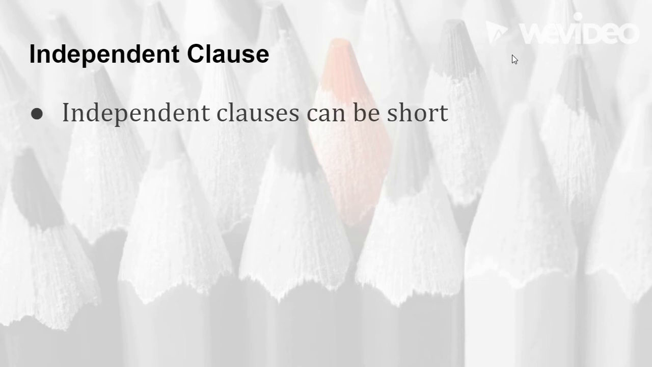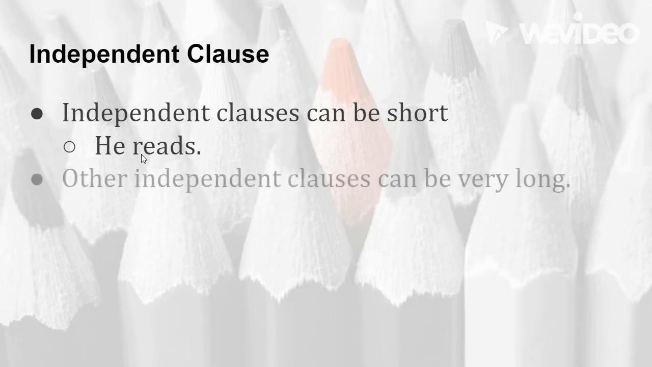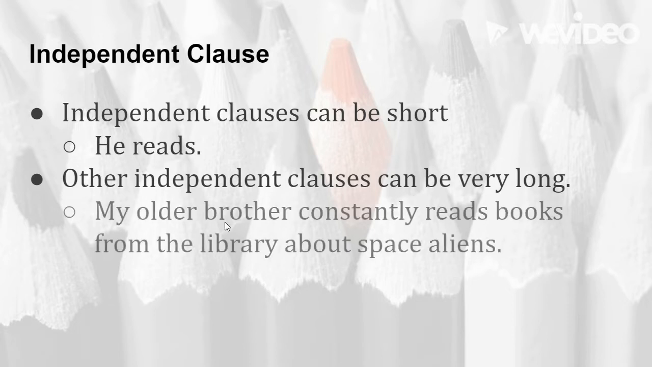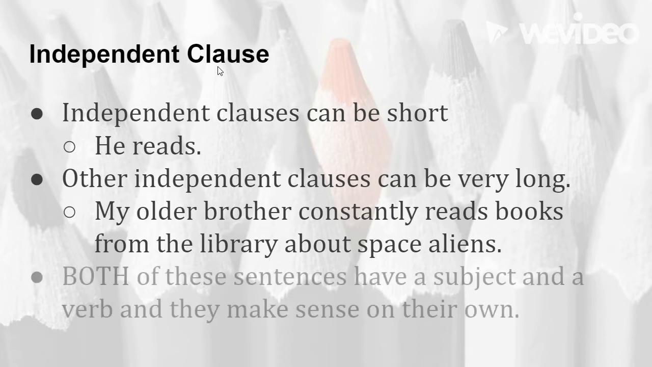Independent clauses can be short, such as he reads. We have a subject, he, a verb, reads, and it expresses a complete thought. Other independent clauses, however, can be very long. My older brother constantly reads books from the library about space aliens. I still have my subject, my older brother. I still have my verb, reads. I just have a whole lot of extra words in there too. But it still expresses a complete thought, so it's still an independent clause.